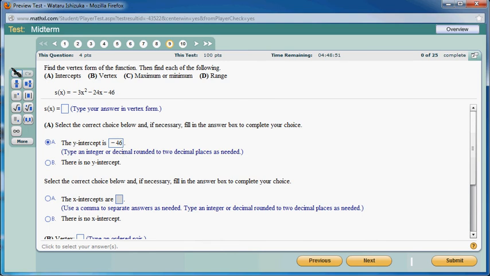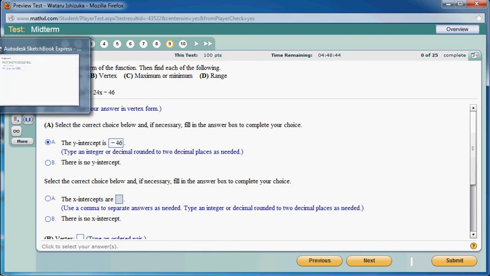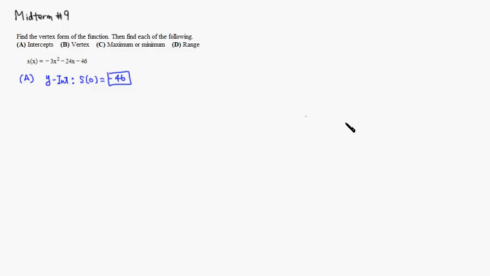Then instead of doing the x-intercept, I'm going to do the vertex first, because after that we can find the intercept quite easily. In order to find the vertex, we have to complete the square. So s of x: first thing I would do is factor out the negative 3 from the first two terms. So negative 3 times x squared plus 8x, then give a little bit of room and put the negative 46 at the end.